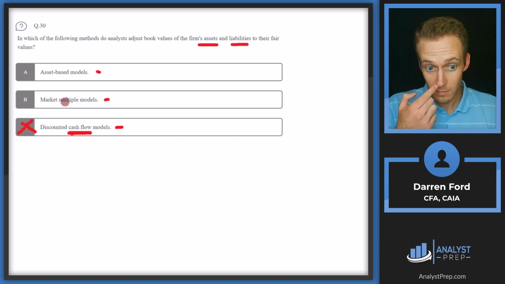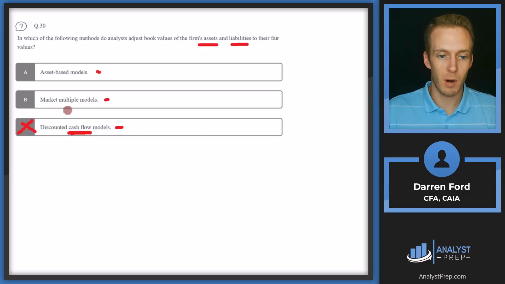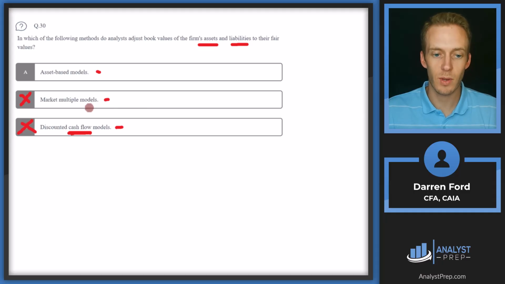And then next, looking at B, market multiple models. Again, this is going to be similar to discounted cash flow models in that the multiple is typically going to be based on some type of number off the income statement, whether that's revenue, cash flow, earnings. The multiple model is going to be 5 times EBITDA, for example, or 1 times revenue. So it's not necessarily, again, based on assets and liabilities. It's based on the earnings and kind of operations of the company and how they make money.